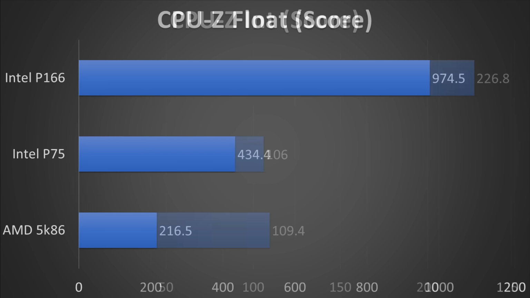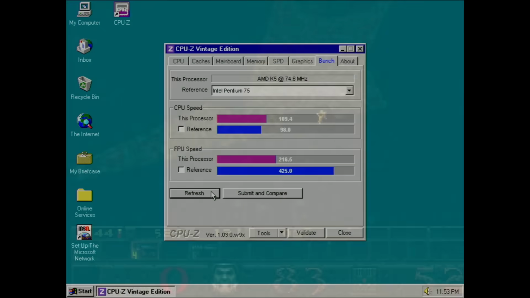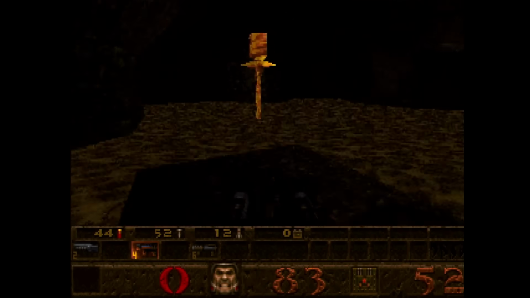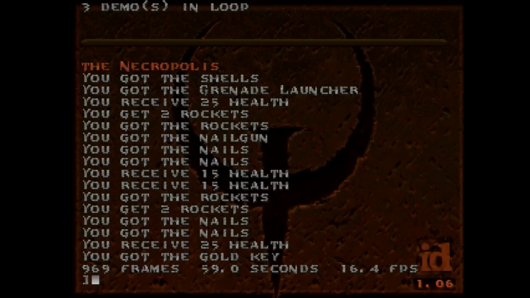Let's move on to the floating point score. And here we can see, that doesn't look good for the AMD chip, does it? The Pentium 75 is twice as fast as our AMD chip at the same frequency. And I think this is really a good test to measure the performance of a floating point unit. It just gives you a very visual representation how good or bad a floating point unit is. This is very comparable to what we have seen in Quake. So yeah, unfortunately, the AMD chips have a weak floating point unit.